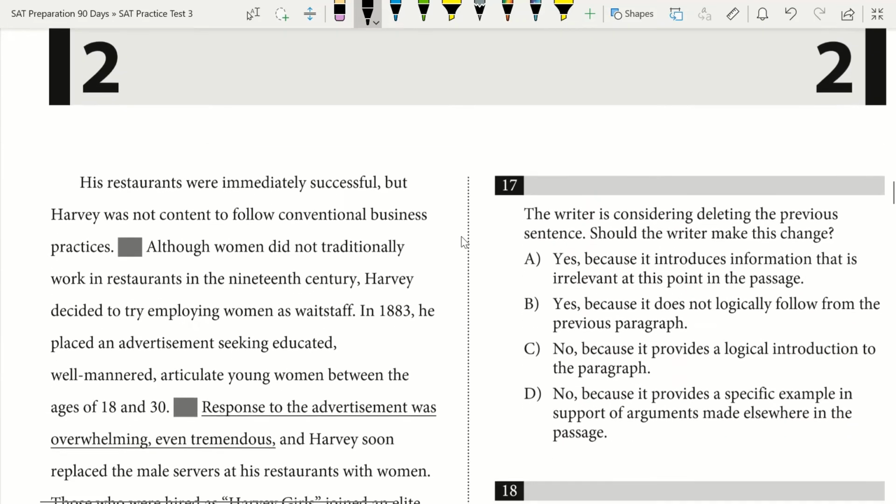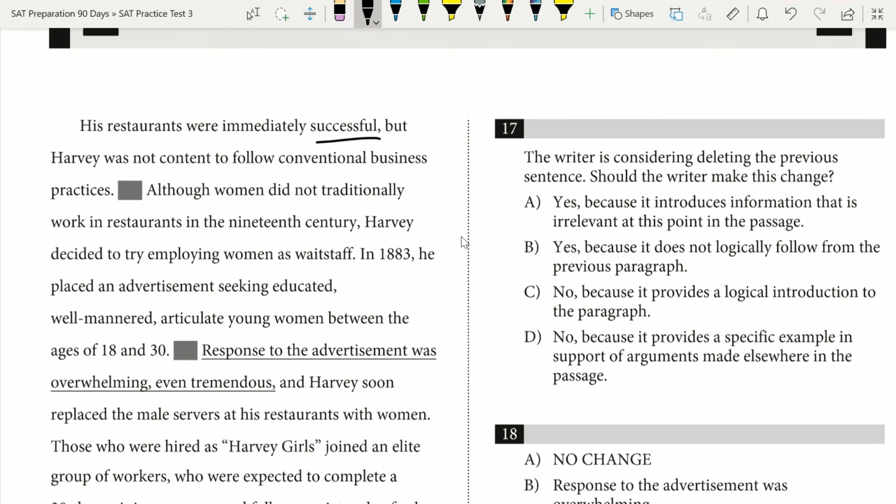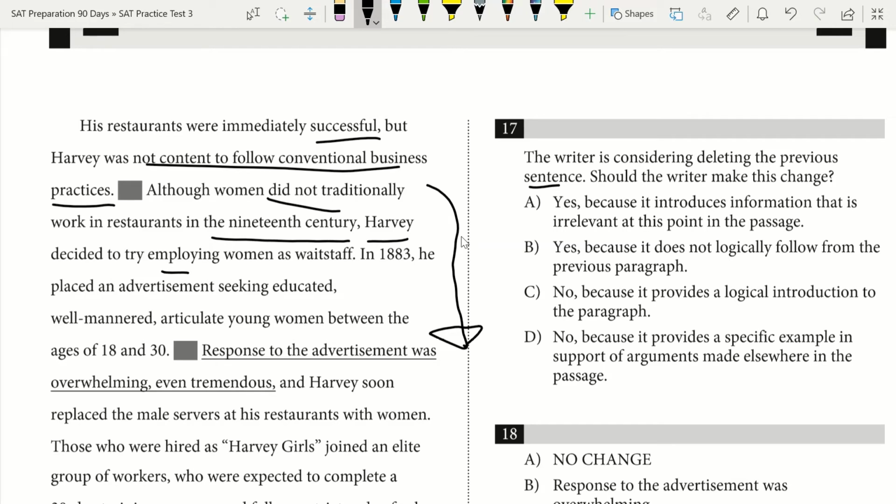All right, so now we've got question 17. "His restaurants were immediately successful, but Harvey was not content to follow conventional business practices." At this point, the writer is considering deleting the previous sentence. Should the writer make this change? Well, let's see if the sentence that we just read has anything to do with what we talk about in this paragraph. So we have, "Although women did not traditionally work in restaurants in the 19th century, Harvey decided to try employing women as waitstaff. In 1883, he placed an advertisement seeking educated, well-mannered, articulate women between the ages of 18 and 30."